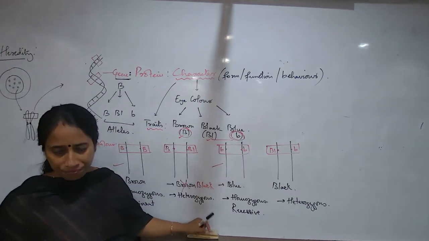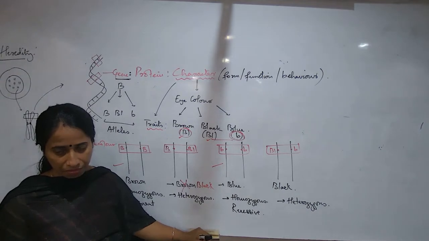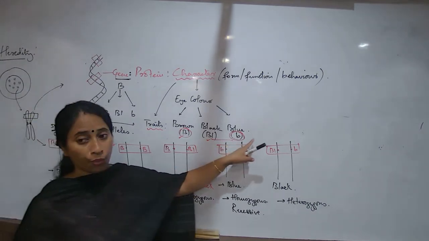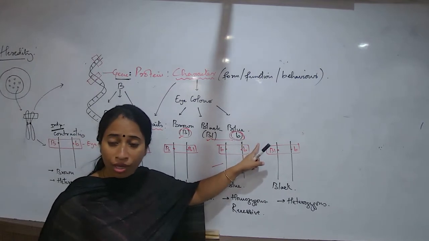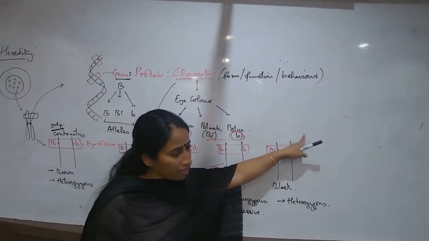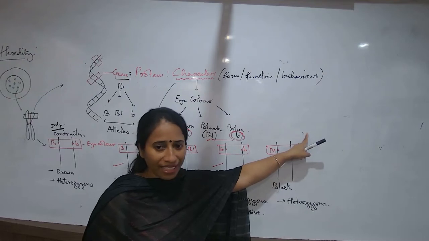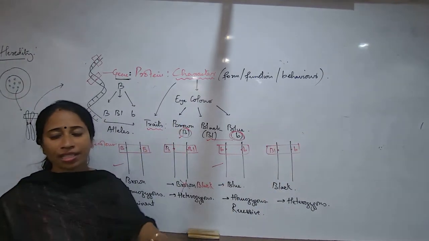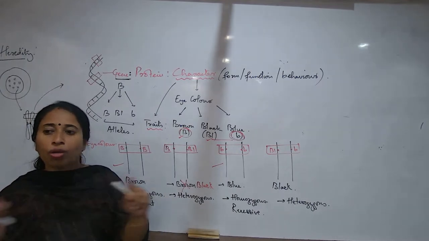Yes, there are more colors, right? Like hazel, and hazel might be more recessive, like blue might be more dominant than hazel. But as I already told you, there are another 18 to 20 different eye colors. But why don't we talk about all these eye colors here? Because that does not come in the scale of normal eye colors.